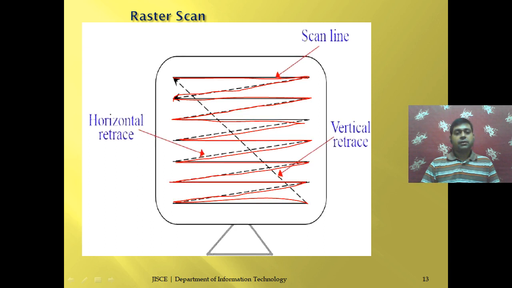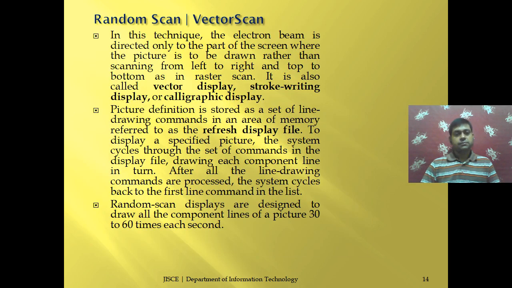And when it needs to come back to the initial location of the entire screen, then it retreats back in this way and reaches its initial position. So the scan line is this one, and then horizontal retrace is this one, and the vertical retrace, when it reaches the end of the screen, then it comes back through this line. So this is vertical retrace. This is how the raster scan works.